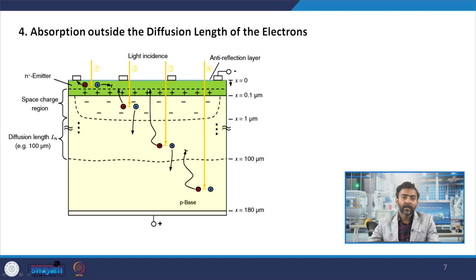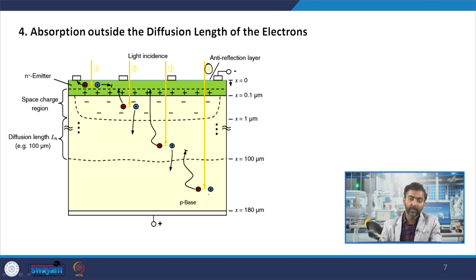And now we go to the fourth region, deep in the solar cell. The fourth region indicates absorption outside the diffusion length of the electrons. So here in this figure you have the fourth photon, which is getting absorbed at the bottom of the solar cell, below one diffusion length from the space charge region.